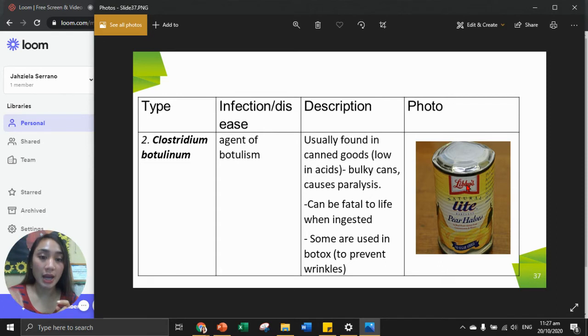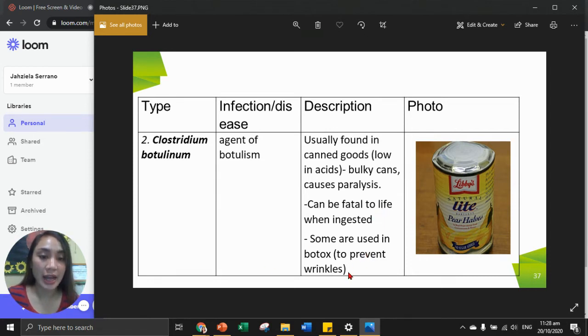Pag bumaba yung acid sa loob ng ating cans, possible there is multiplication of Clostridium botulinum, because we all know that acid can prolong food. It can preserve food. However, pag bumaba na yung acid sa ating canned goods, there is a possible multiplication of Clostridium botulinum, which could be very fatal to life when ingested.